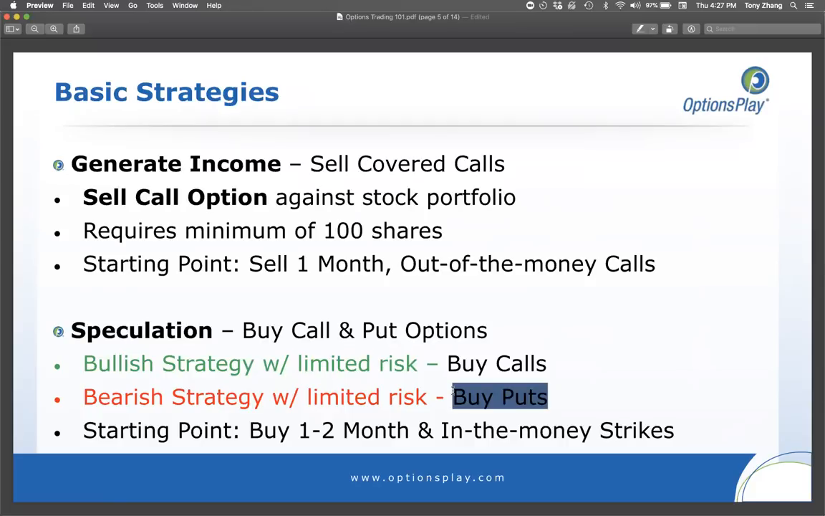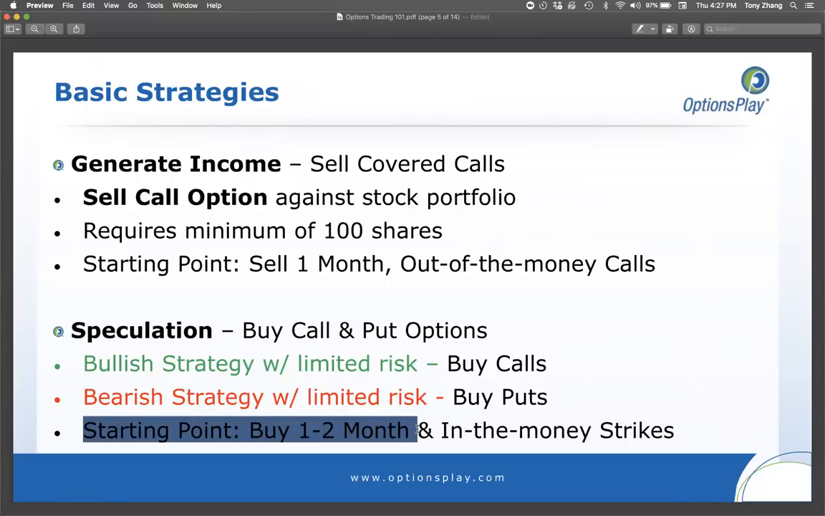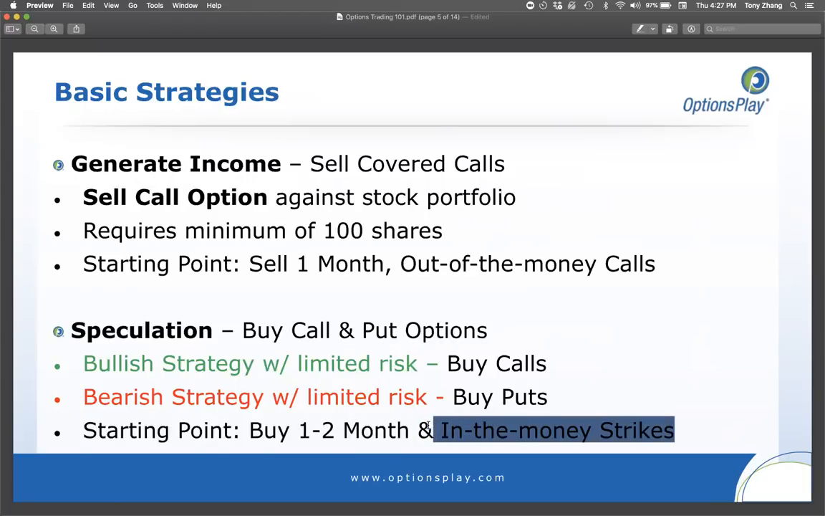And when you're buying calls and puts, a good starting point is to buy about 1 to 2 months out in terms of expiration date, and starting out with what we consider in the money strikes. So strikes that have a bit of intrinsic value to them as a starting point. So let's actually break down these strategies and start exploring them.